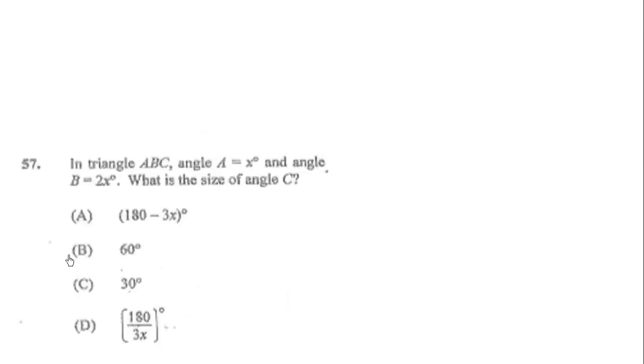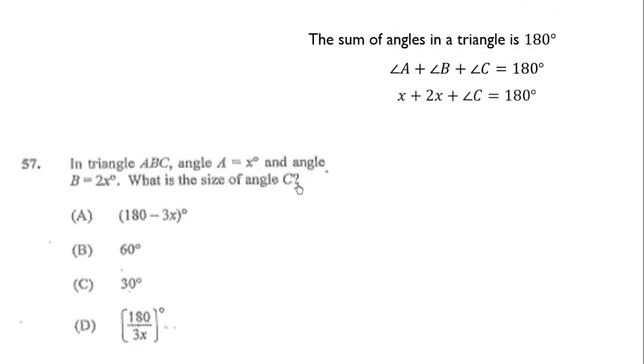Now let's look at question 57. In triangle ABC, angle A is equal to x degrees and angle B equal to 2x. What is the size of angle C? We know the sum of angles in a triangle will give us 180. So we substitute the angle A and the angle B, which is x plus 2x plus C is equal to 180 degrees. So 3x plus angle C is equal to 180 degrees, and angle C will be equal to 180 degrees minus 3x when we subtract both sides by 3x. Therefore, the correct answer will be A.